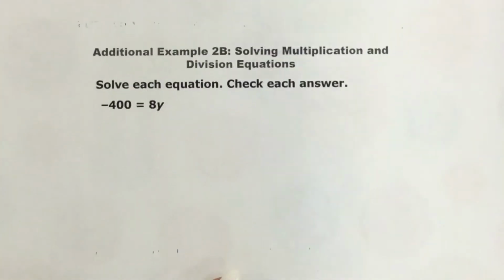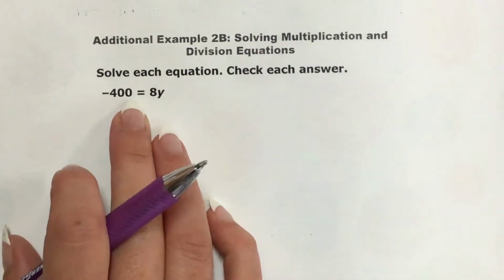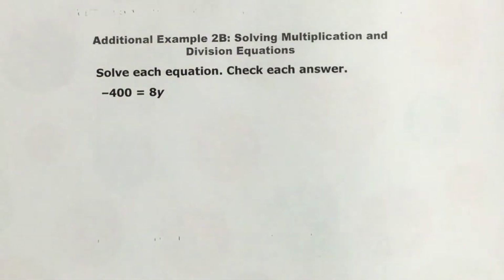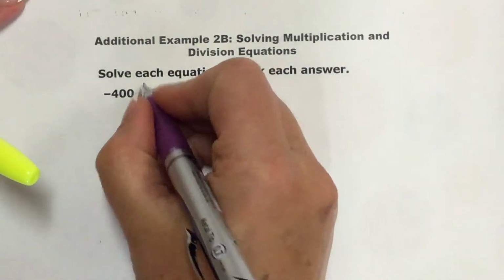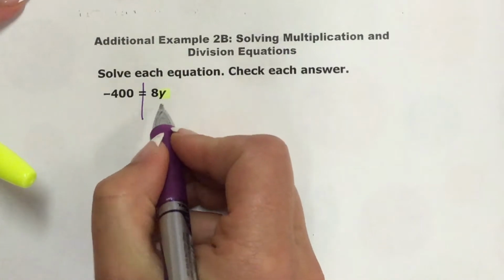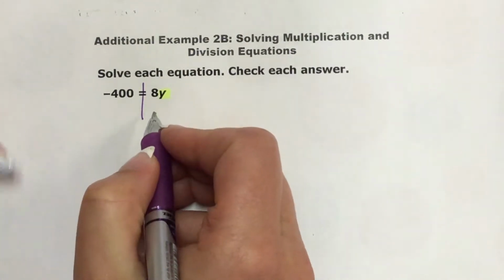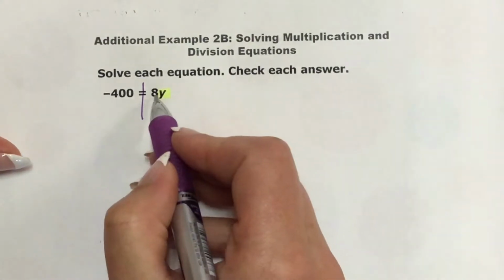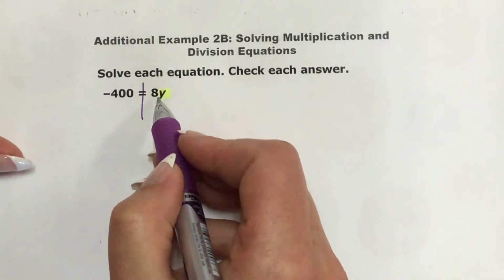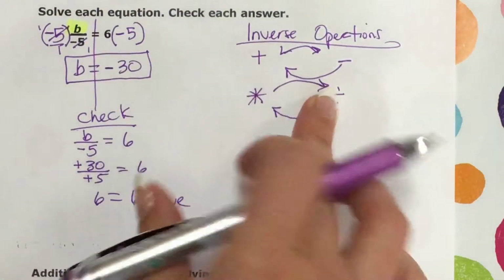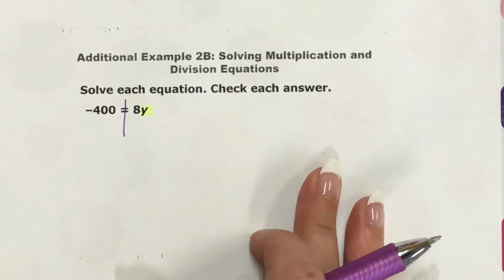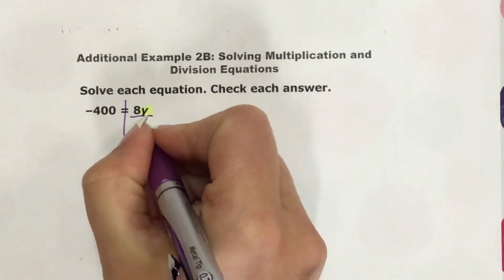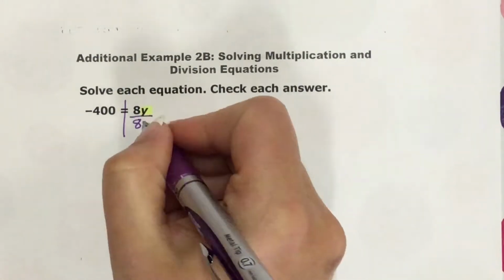Let's go on to 2b. We have -400 equals 8y. We're trying to get y by itself. Is y by itself on this side of the equation? No, it is not. There's an 8. It's 8y, and if you remember, 8y is the same thing as 8 times y. So 8 is related to y through the operation of multiplication. Well, what is the inverse operation of multiplication? It is division. So what we have to do is divide 8y by 8.